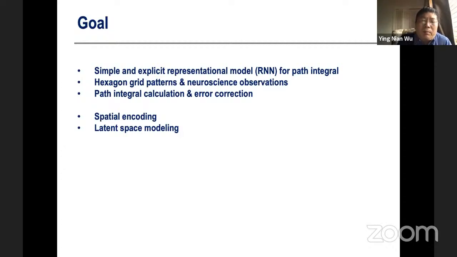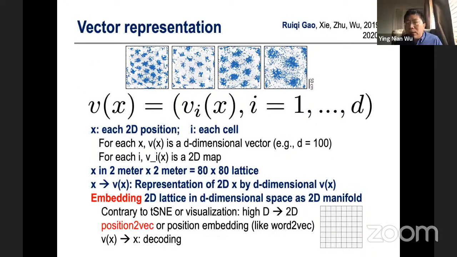And the hope is that by studying this system, we may learn something about the spatial encoding in the brain in general, or even more generally, we learn something about the so-called latent space modeling in the deep learning models. Okay, so now let me present our work.